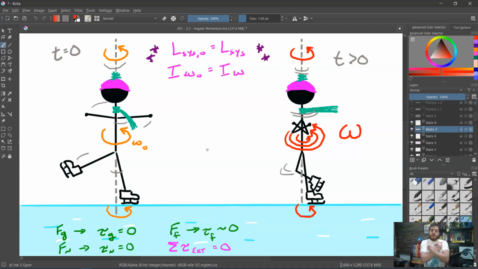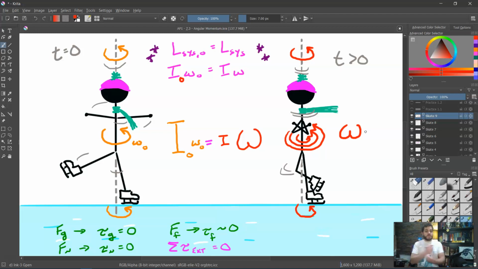As we pull our arms and legs in, that mass gets more concentrated along that rotational axis, and the rotational inertia actually goes down. So I really should say I naught omega naught equals I omega, because not only does omega change, but I changes too. And in fact, they change in tandem: as the rotational inertia decreases, the angular velocity increases. And we could go the other way. If we were spinning and we push our arms and legs out, that would cause our rotational inertia to go up and our angular velocity would go down, because the angular momentum in this situation is conserved.